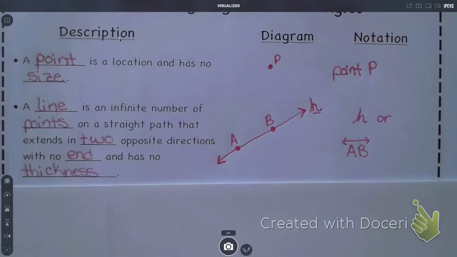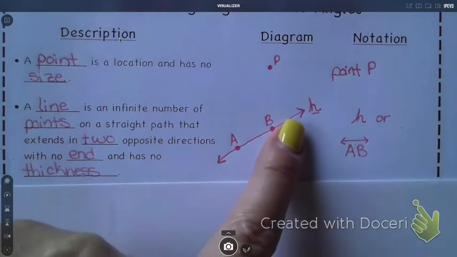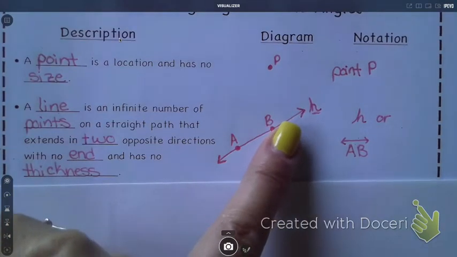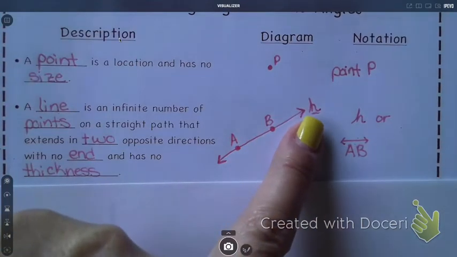I hate these notes most of all because you spend so much time writing. We haven't done anything.